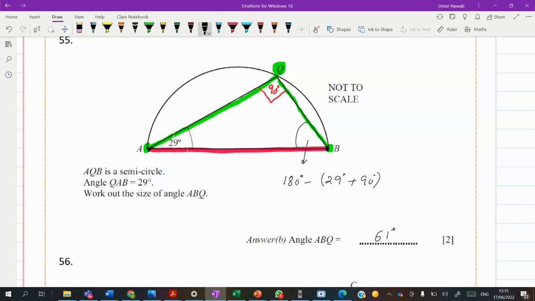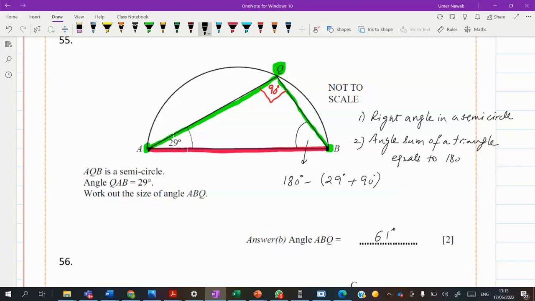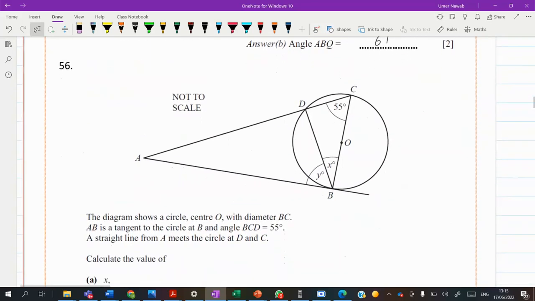Which properties I used? I used right angle in a semicircle. And second property I used is angle sum of a triangle, which is equal to 180. If you know the two angles out of the three angles, you can easily find the third angle. So let's go to the question number 56.